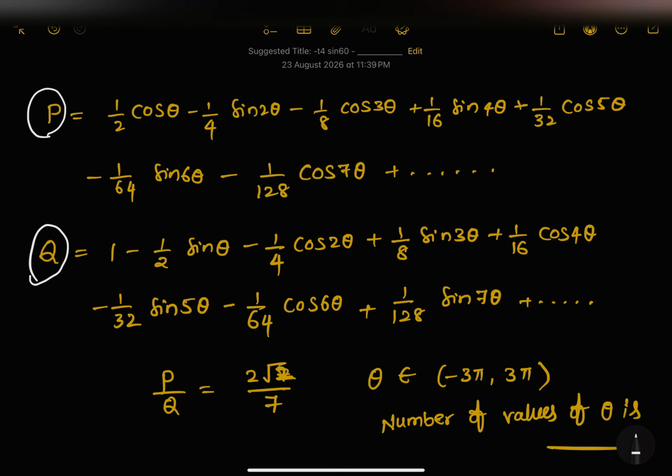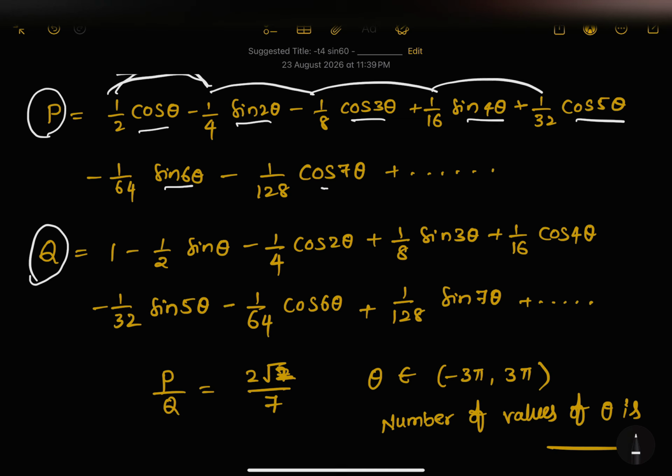So you have P. First thing, you have 1 by 2, 1 upon 4, and then 1 upon 8, 1 upon 16, 1 upon 32, 1 upon 64, and all of those terms which are there in geometric progression. Next, cos, sine, cos, sine, cos, sine, cos. So the angle varies from theta, 2 theta, 3 theta, 4 theta, 5 theta, and so on that way. But again, one of the weird things is the sign.